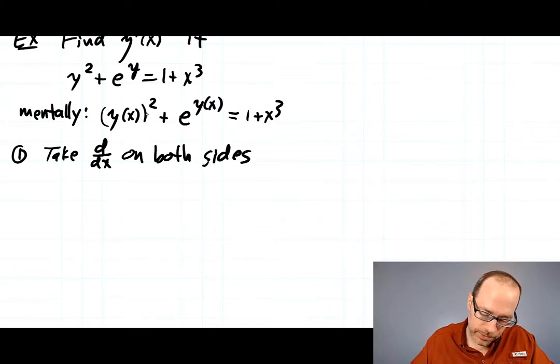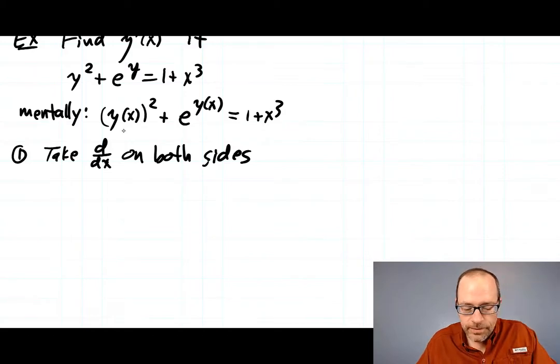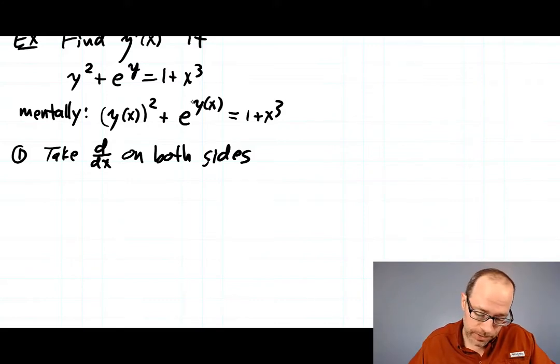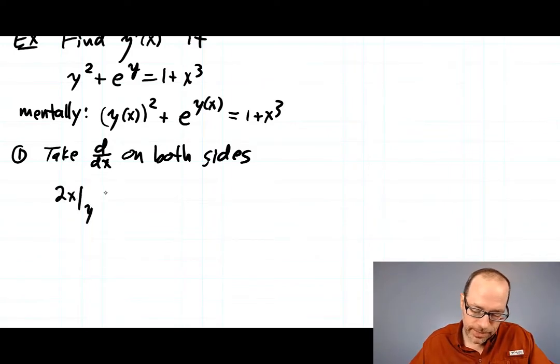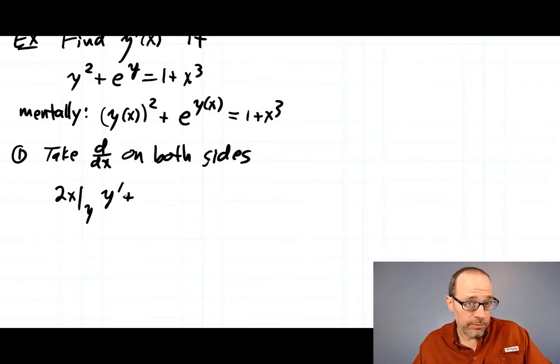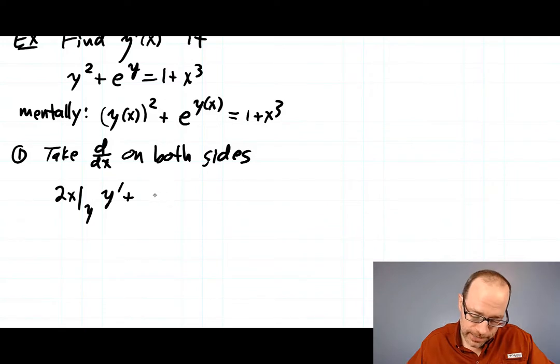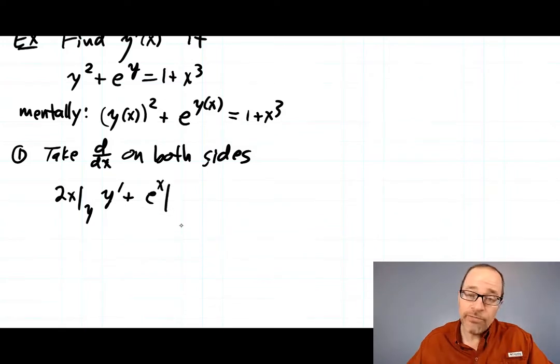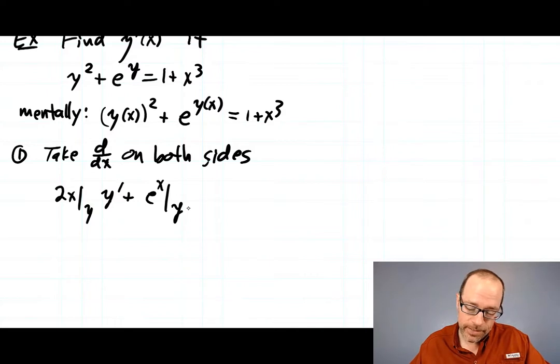So for us, if we do the derivative over here, we see that this y squared is a chain rule problem. The outside function is x squared, so its derivative is 2x, and we have to evaluate it at y. We have to plug in y. And then times the derivative of the inside, that'll be y prime. And then e to the y, well, that's a chain rule problem as well, where the outside function is e to the x, so the derivative is e to the x, but we evaluated it at the inside. And then we multiply by the derivative of the inside. Well, that's just y prime.